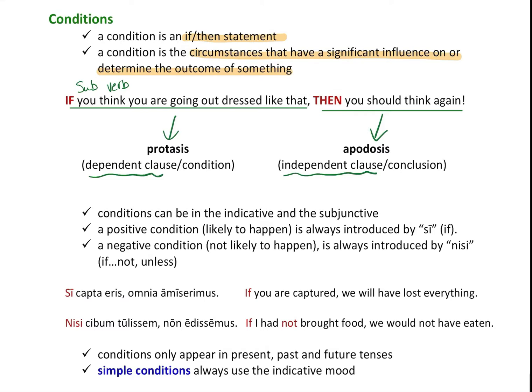So we have conditions in Latin as well, both in the indicative, remember, which the indicative is the real thing, the thing that is going to happen, and the subjunctive, the thing that may or may not happen, the thing we wish would happen or wish would not, right? So a positive condition, which means likely to happen, is always introduced by si, which means if. So for a negative condition, which basically means not likely to happen, it's always introduced by nisi, which means if, ellipsis, not, something in between, or unless. And this makes conditions really easy to spot.